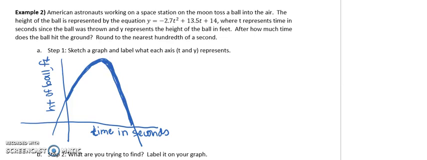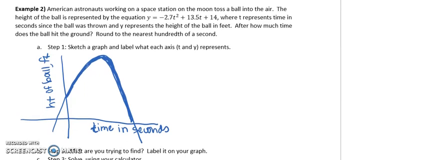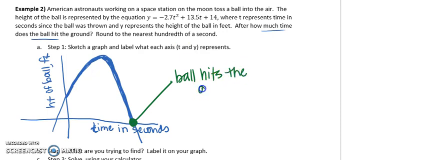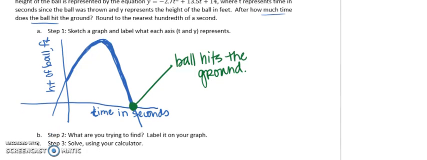And it says, after how much time does the ball hit the ground? Look at that question. We're going to label that right here. This is where the ball hits the ground. You're probably thinking, hey, I don't want to write that. Well, it tells you to do it. Look at part B, step 2, what you're trying to find, label it on your graph. Boom, where the ball hits the ground.